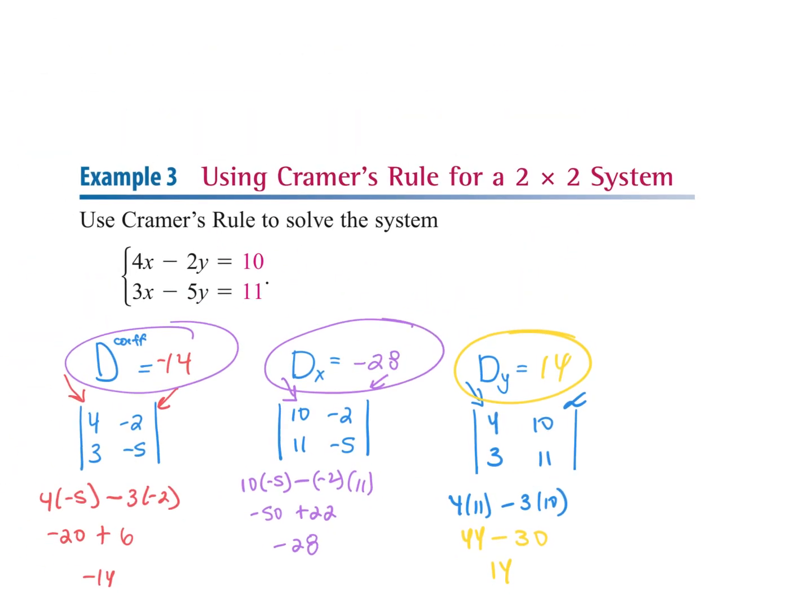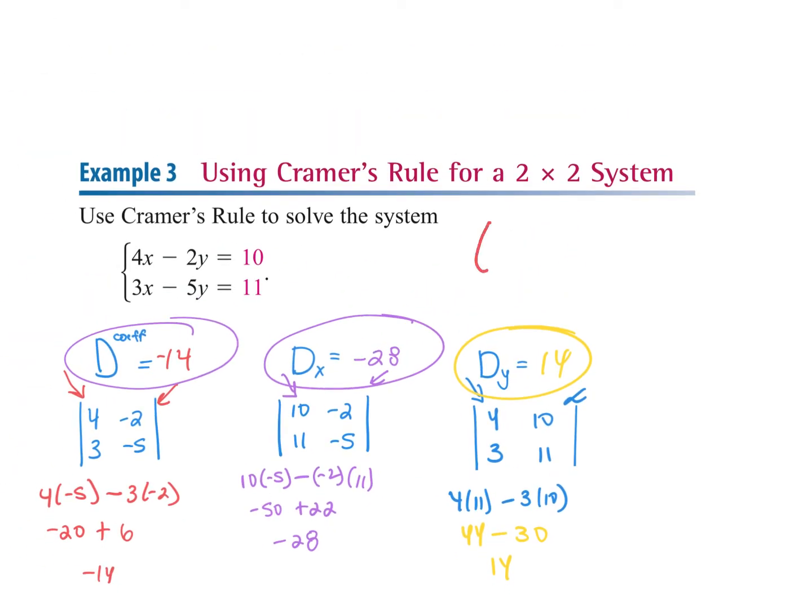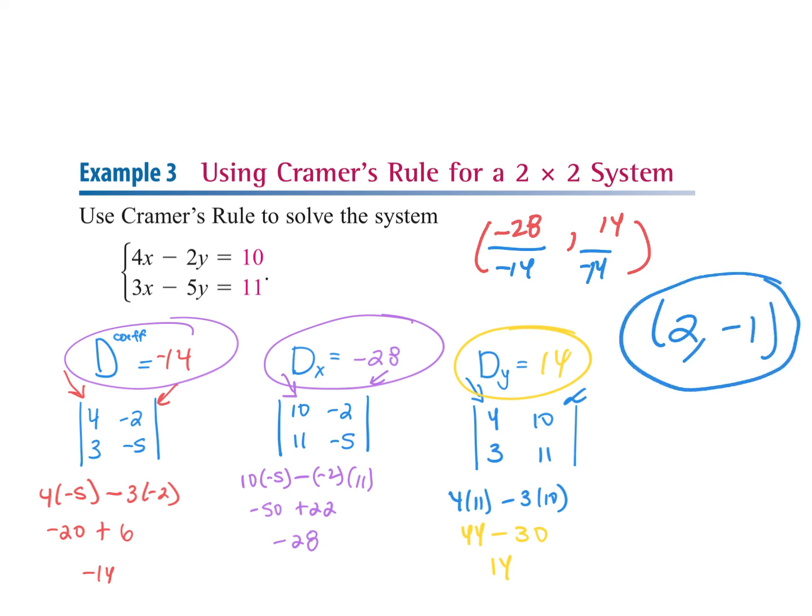So, all right, girls and boys, we found these wonderful numbers. What do we do with them? So think about this. Our answer is going to be an ordered pair, correct? So you take your d sub x, -28, and you take your d sub y, 14, and you divide it by the coefficient determinant, so -14, -14. What is -28 divided by -14? It is 2. And what's 14 divided by -14? -1.